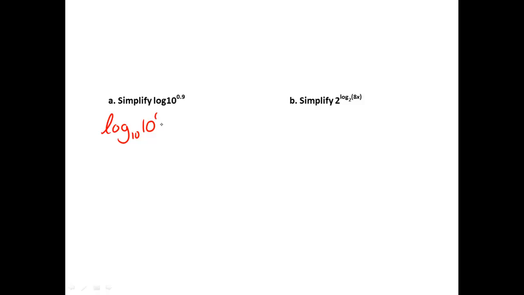So this one is a base of 10 that's invisible, we don't have to write it. So the inverses undo each other, and we get 0.9. For part B, again, the log and the exponent are inverses, so this will be 8x. A little trickier there with B because we have an x in our answer, but it's the same idea.